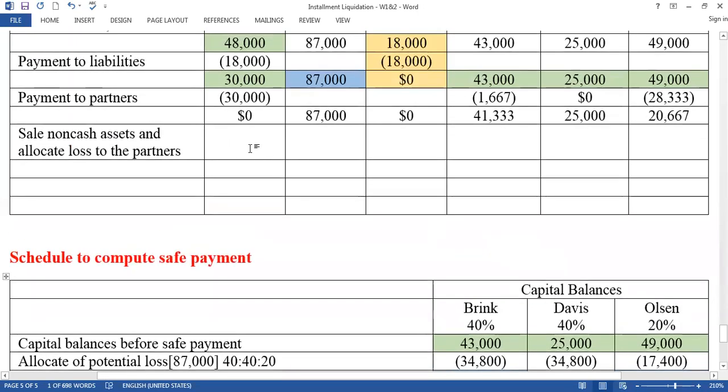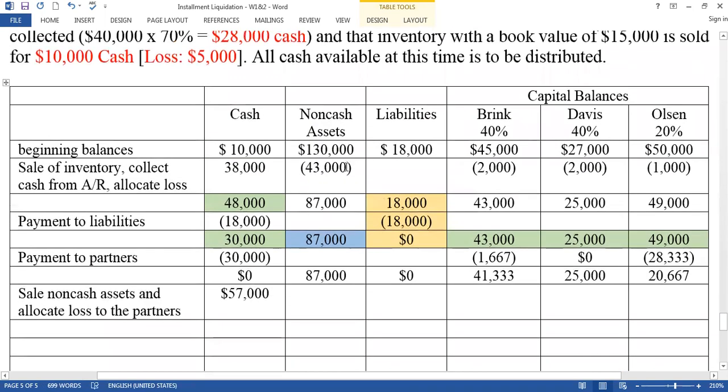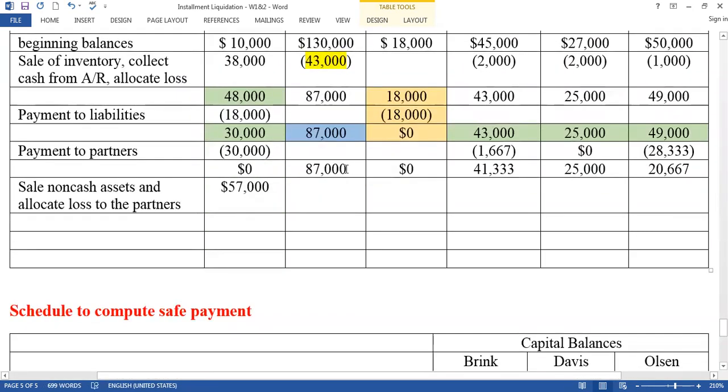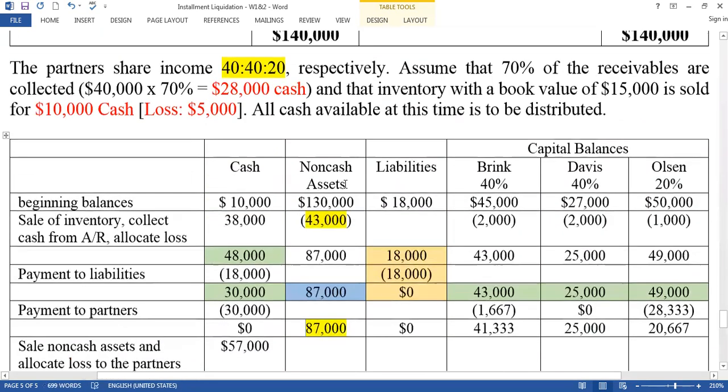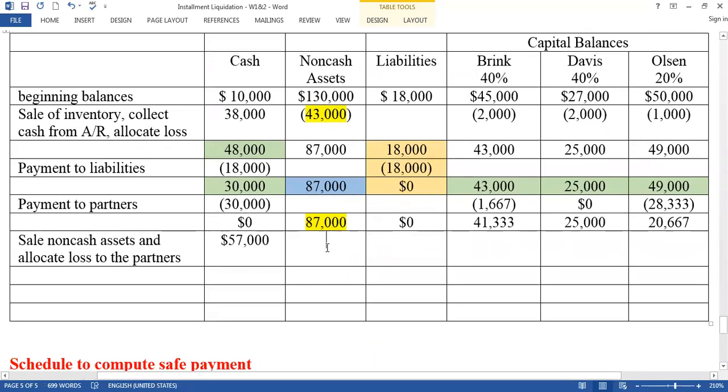So this is $57,000. And according to this question, everything is sold. So we actually use two installments. Look here: in the first installment we sell $43,000, right? And in the second installment we sell $87,000. That means a total of $130,000 sold. Clear? So in this question I only used two installments. Maybe I will show you another question with 3 or 4 installments. So I make it easy and just make it 2 installments.